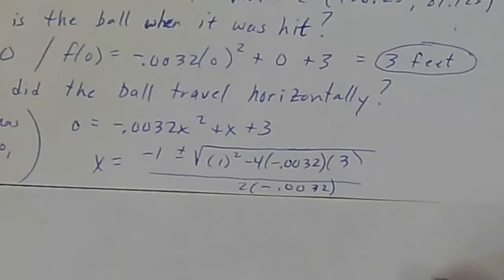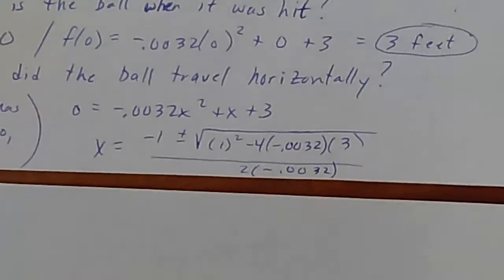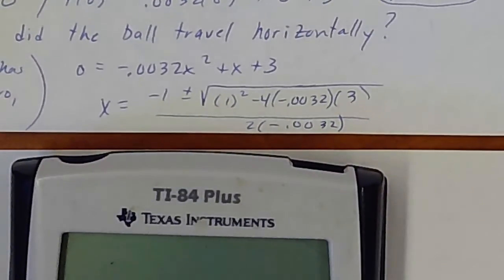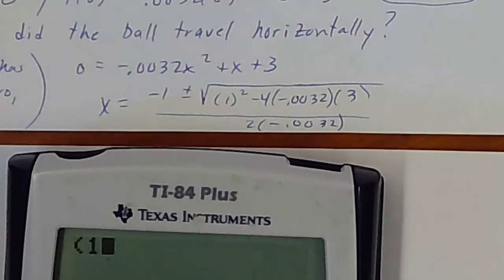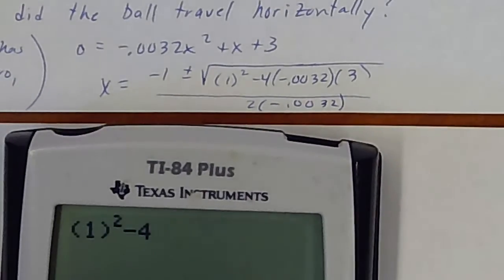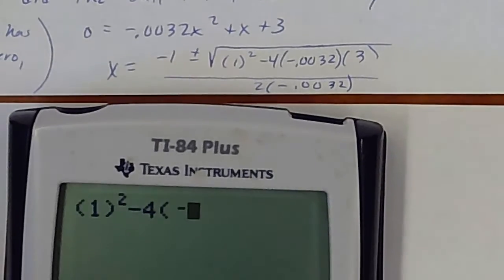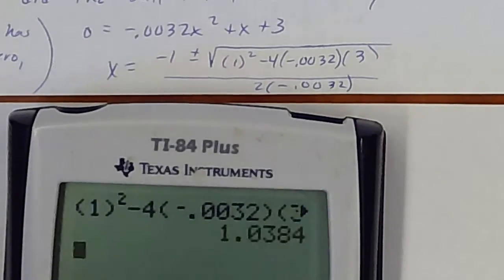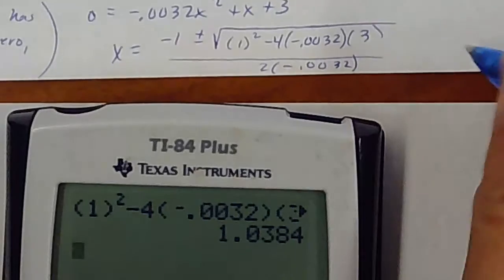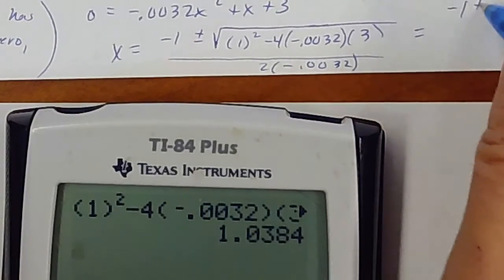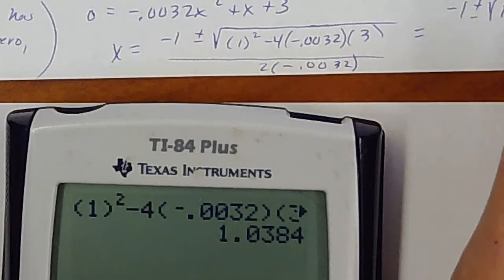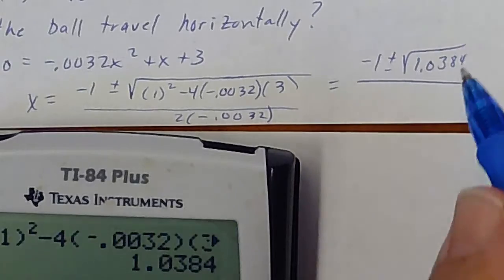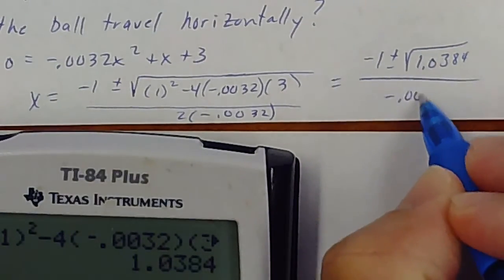Okay, let me help you with the calculations here. I would start under the radical every time. Let the calculator do the work. I don't care if it's messy or not. If they're clean numbers or messy numbers, you do the same thing. So b squared minus 4 times a times c. So I get 1.0384. So this gives me -1 plus or minus the square root of 1.0384, all over 2 times that number. So -0.0064.